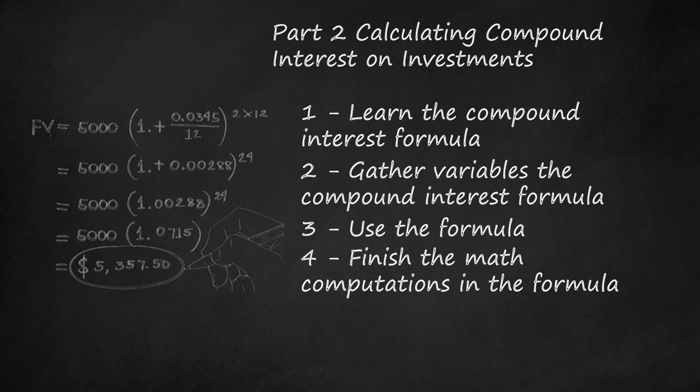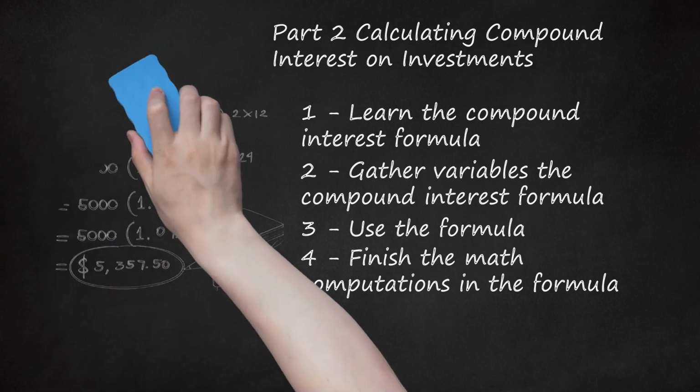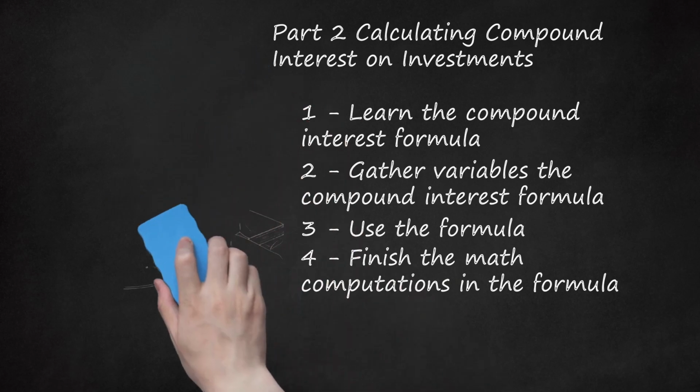Finally, multiply the principal by the number in parentheses. The result in the example is $5,000 × 1.0715, or $5,357.50. This is the value of the account at the end of the 2 years.